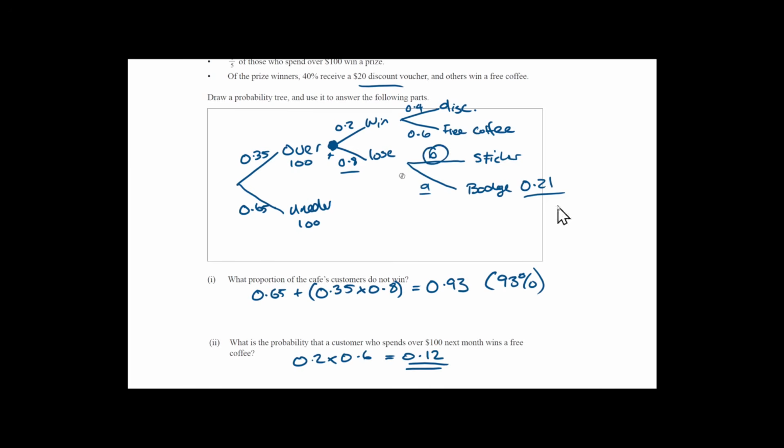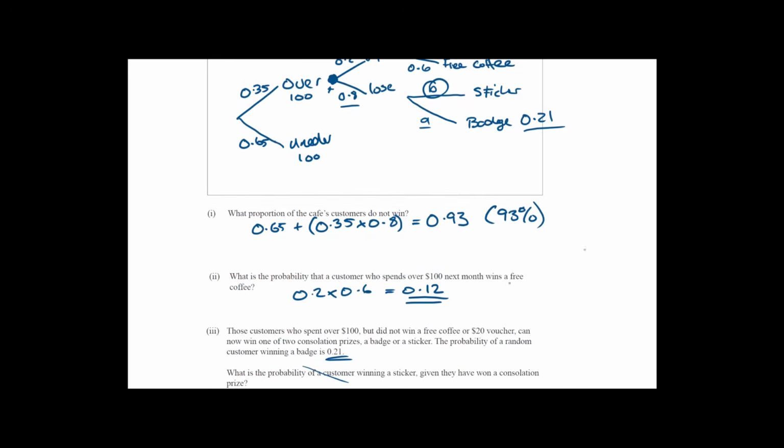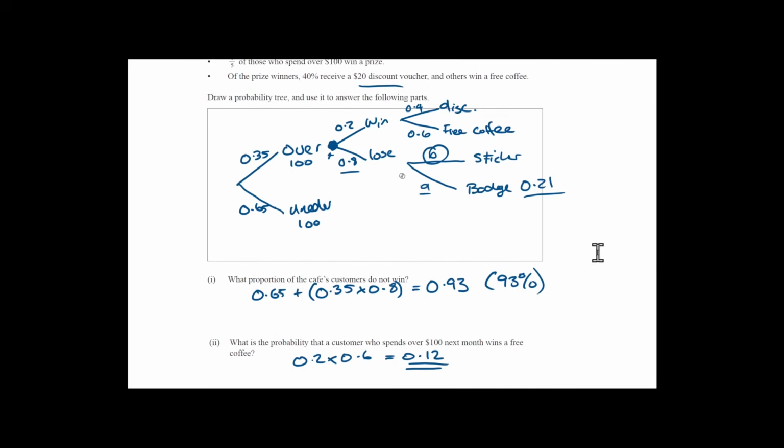Okay, so if we multiply down the branches here, 0.35 times 0.8 times A equals 0.21, because we multiply down the branches and we get 0.21. So now it's an algebra question, which is good.